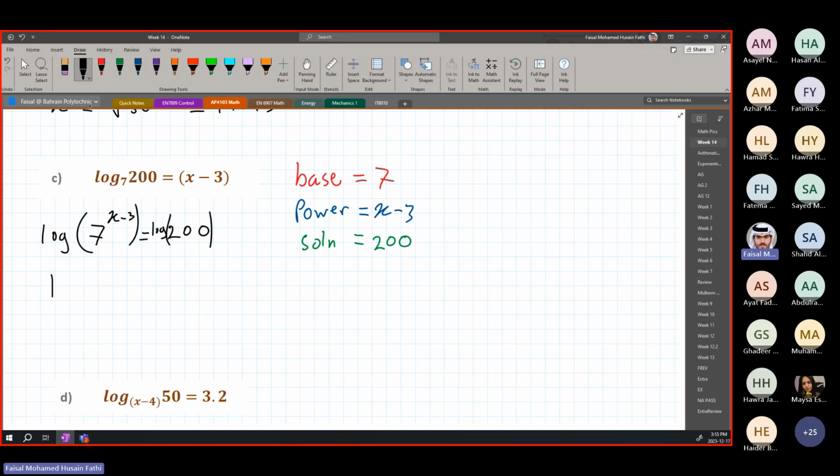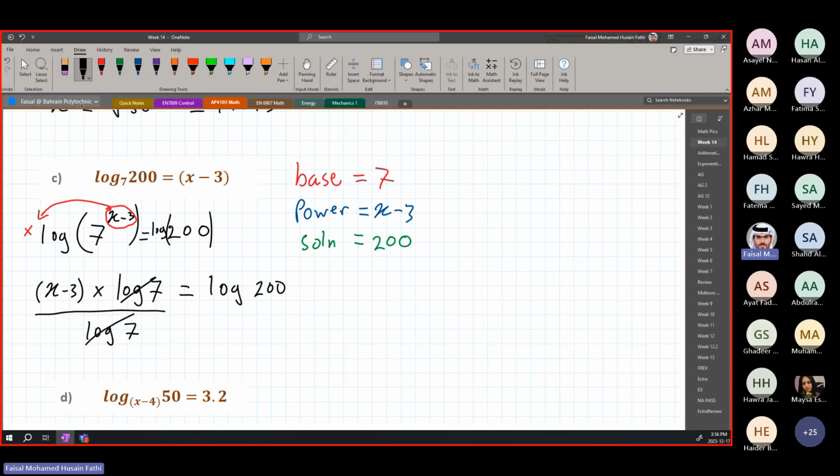Log. We can take the power of it, the full power x minus 3, and take it outside and multiply. So it's going to be x minus 3 times log of 7 is equal to log of 200. This one is much simpler. Why? Because we can just divide both sides by log 7.